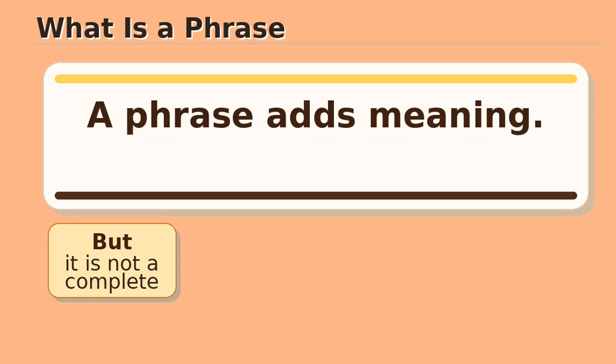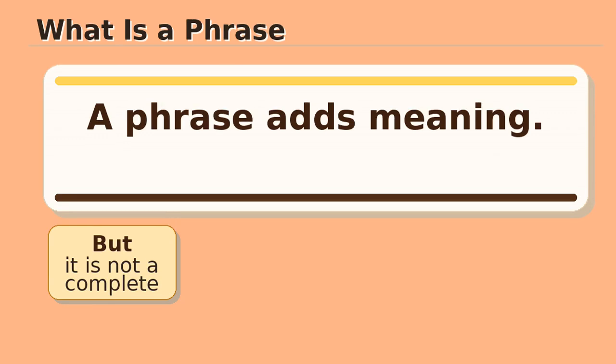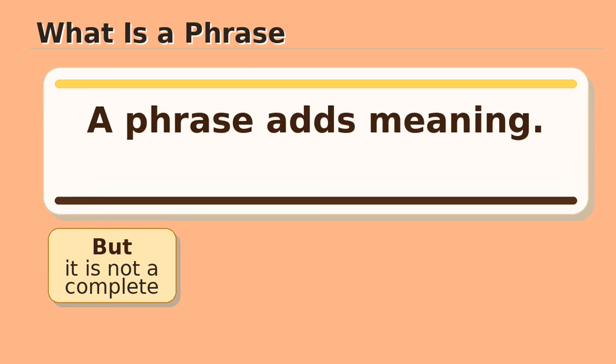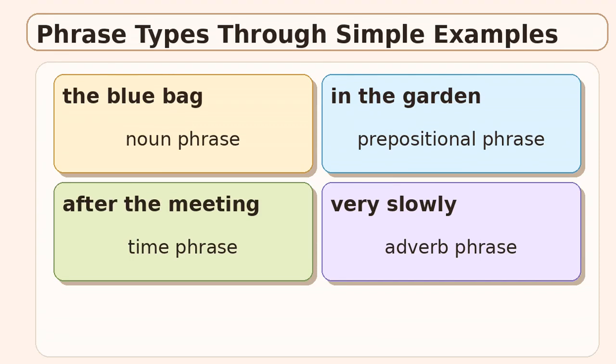A phrase is a group of words that works together, but it does not contain both a subject and a complete verb. A phrase can add meaning, but it does not stand alone as a full sentence. Phrases can do many jobs. A noun phrase can name something more fully. A prepositional phrase can show place or time. An adverb phrase can show manner. We are not studying all phrase types deeply yet, but these examples will help you feel the structure.